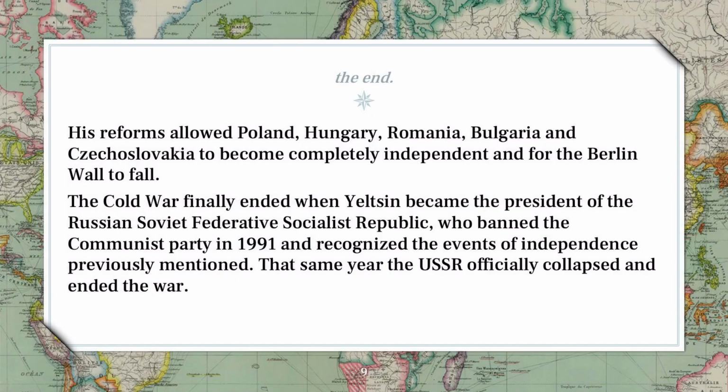His reforms allowed Poland, Hungary, Romania, Bulgaria, and Czechoslovakia to become completely independent and for the Berlin Wall to fall. The Cold War finally ended when Yeltsin became the president of the Russian Soviet Federative Socialist Republic, who banned the Communist Party in 1991 and recognized the events of independence previously mentioned. The same year, the USSR officially collapsed and ended the war.